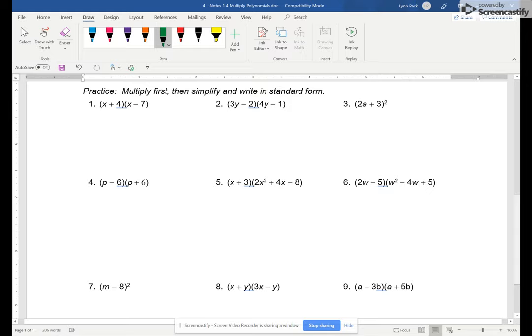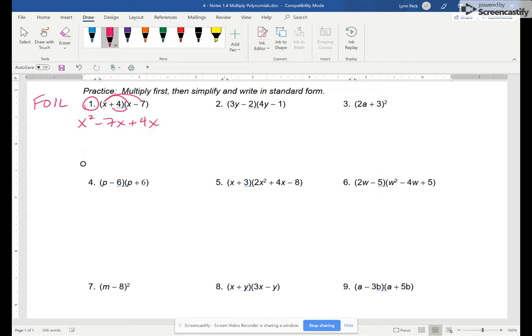Okay, so I'm going to do a few of the examples in the practice section with you, and then I'm going to tell you to pause the video and finish the rest of them and come back. So the first one I'm going to do is number 1. Okay, I need every single term in this first multiplied by every term in the second. So I'm going to remember my FOIL. First, x times x, x squared. Outside would be x times negative 7. I get negative 7x. Inside, 4 times the x is positive 4x. And last, positive 4 times negative 7 is negative 28.